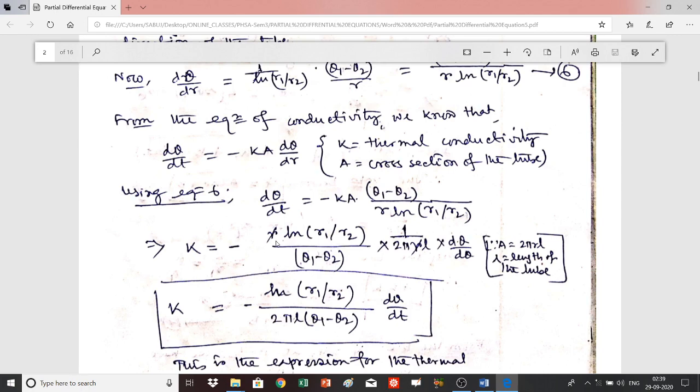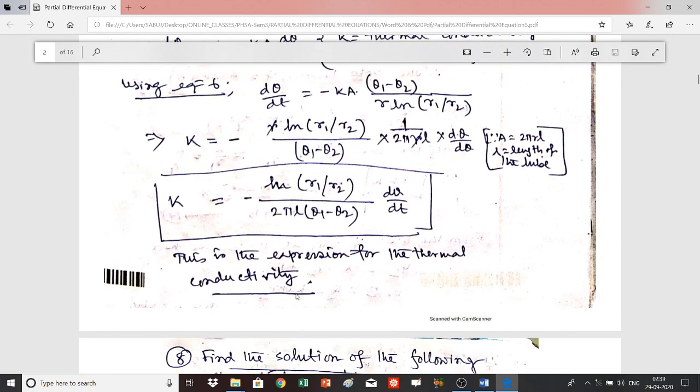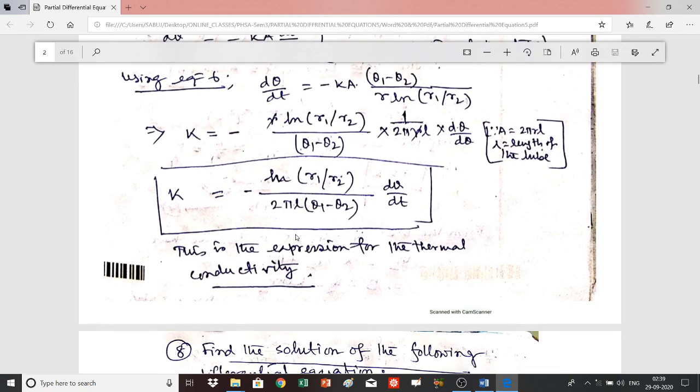These cancel each other. So this is the expression for the thermal conductivity. So finally we get the relation for thermal conductivity.